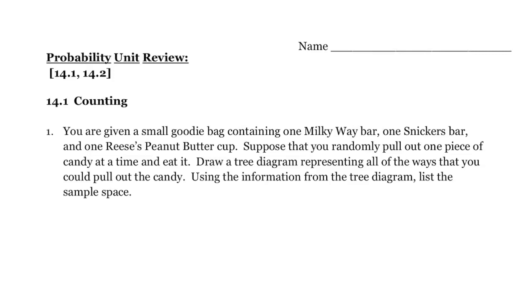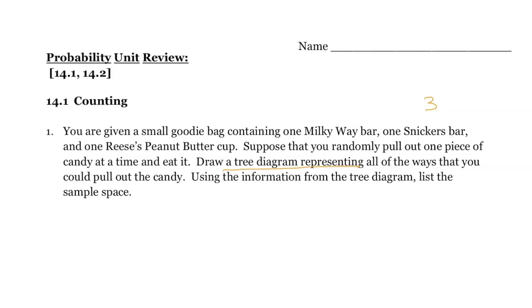Okay, in this video, we're going to go through the probability unit review for 14.1 and 14.2. You are given a small goodie bag containing one Milky Way bar, one Snickers bar, and one Reese's peanut butter cup. So you have basically 3 candies. Suppose that you randomly pull out one piece of candy at a time and eat it. Draw a tree diagram representing all of the ways that you could pull out the candy.